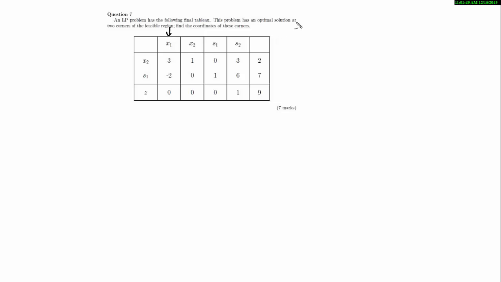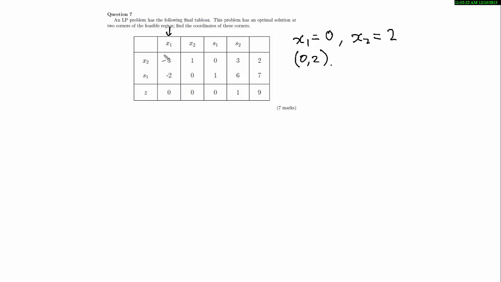So we aim to find the value of x1 and x2. x1 in this case, because it doesn't make an appearance here on the left-hand column, equals 0, and x2 does make an appearance here. So we look at the right-hand side of the x2 row and see that x2 equals 2. So this corresponds to the coordinates (0, 2).